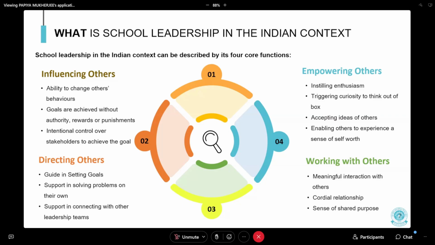You are a very good collaborator. In order to be a school leader, you need to collaborate, have meaningful and cordial relations with others, and have a sense of shared purpose. You also help others in setting goals. You guide your staff in solving problems on their own, and support them in connecting to other leadership teams.